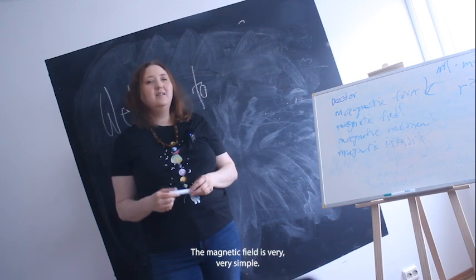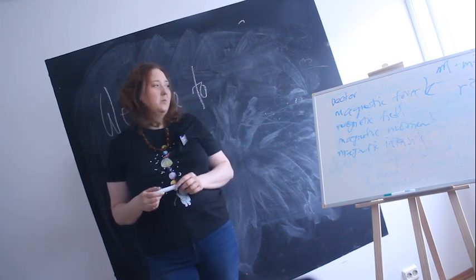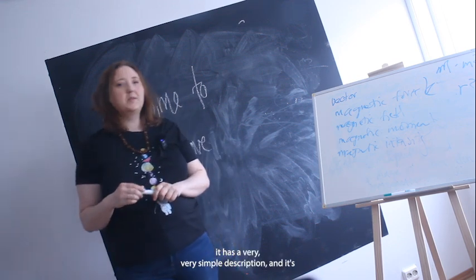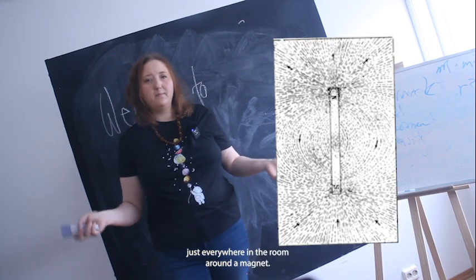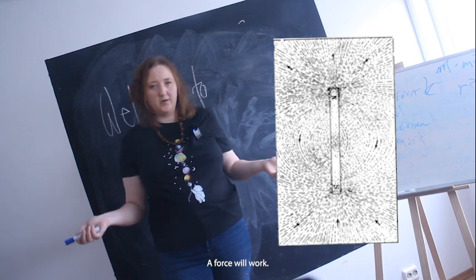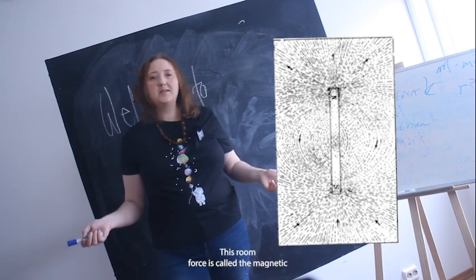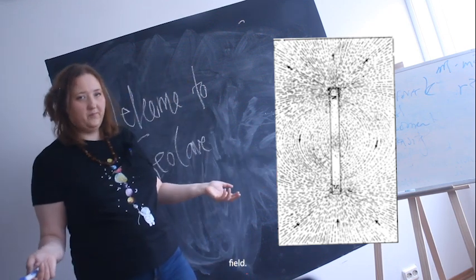The magnetic field is very simple. It has a very simple description, and it's just everywhere in the room around a magnet where a force will work. This room force is called the magnetic field.